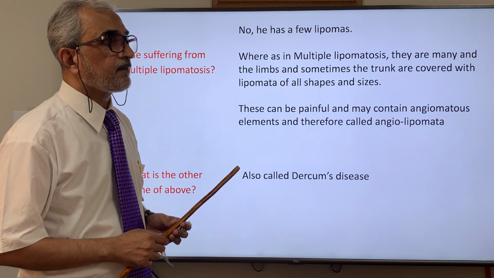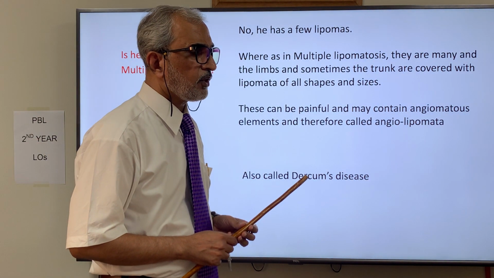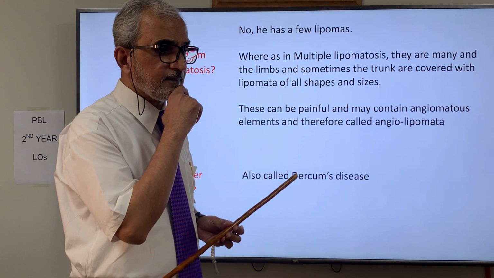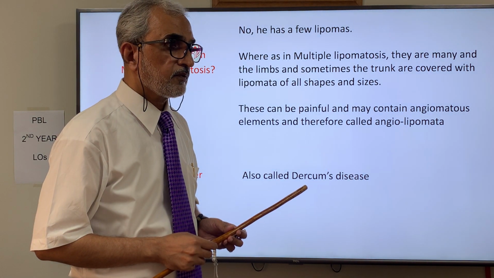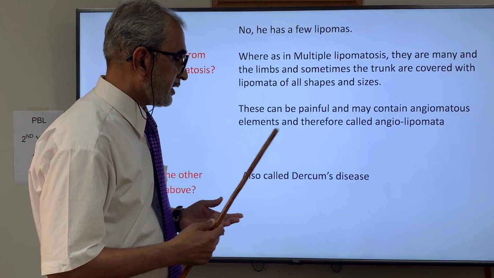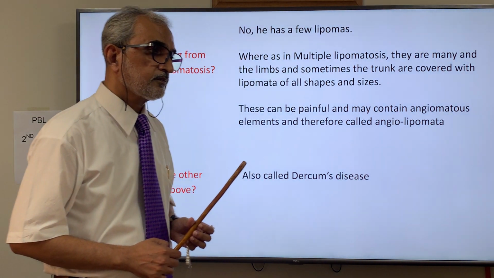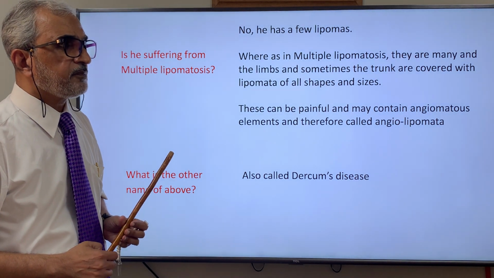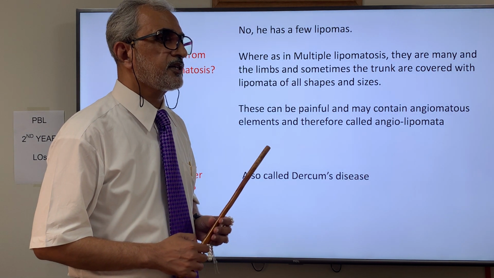And not only this, many times when you look closely at them, on the skin it won't be visible, but on histopathology you find that they have a vascular element in them also, which is not visible when you actually see them because they are covered by skin. At those times, they are also called angiolipomas. Okay. What is the other name for it? The other name of multiple lipomatosis, which is usually painful also, is Dercum's disease.